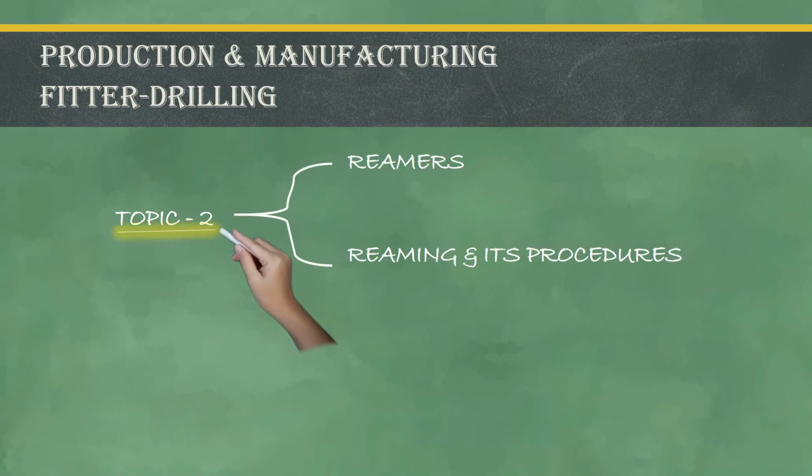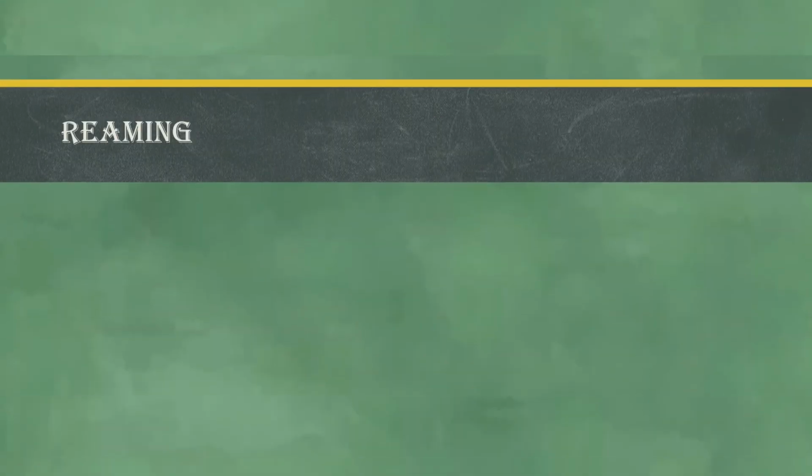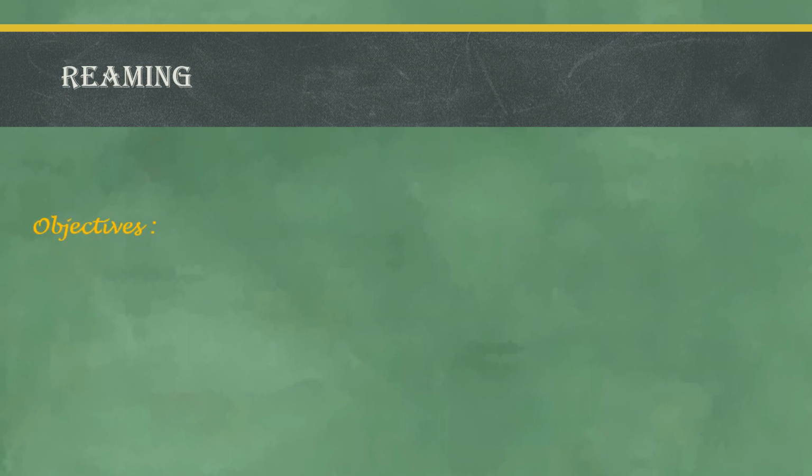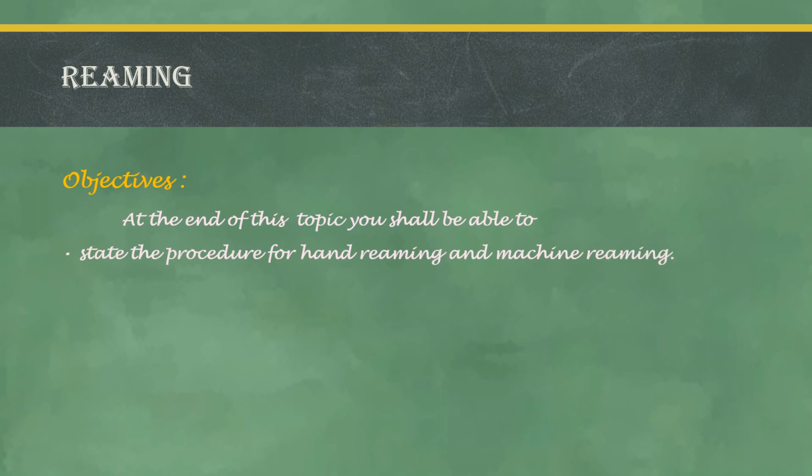Topic 2. Reaming and its procedures. Objectives: at the end of this topic you shall be able to state the procedure for hand reaming and machine reaming.